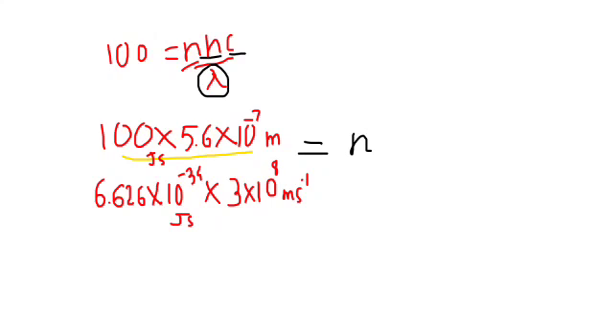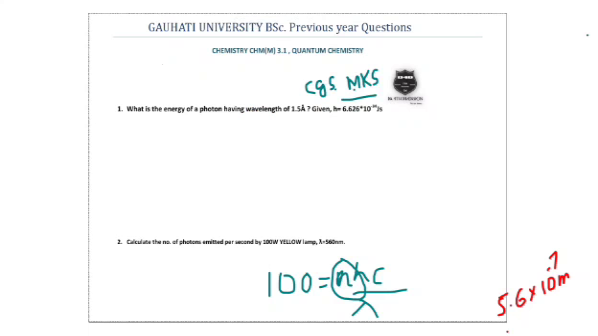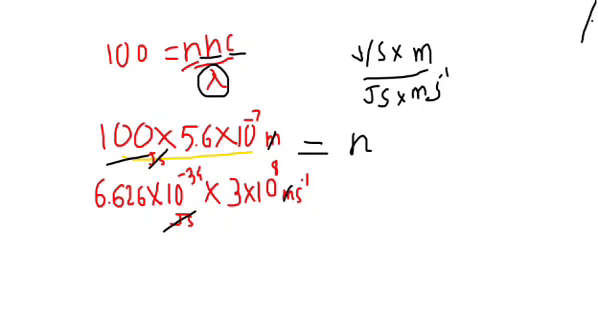So the relation will be like this: 100 is equal to n h c by lambda, with lambda as 5.6 into 10 to the power minus 7 meter that we worked out earlier. Joule per second, from here joule and joule cancel out, second inverse and second inverse cancel out, and meter cancels out. The remaining will be n, the number of photons per second, right?